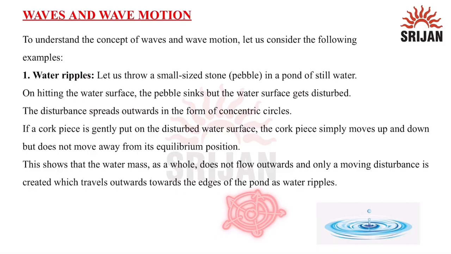Now, if a cork piece is gently put on the disturbed water surface, the cork piece simply moves up and down but does not move away from its equilibrium position. Now this shows that water mass as a whole does not flow outwards and only a moving disturbance is created which travels outward towards the edge of the pond as water ripple. You can do this in a bucket at your home as well.